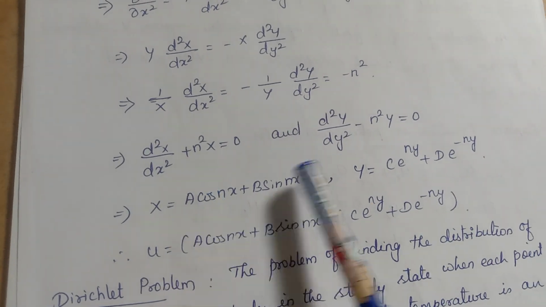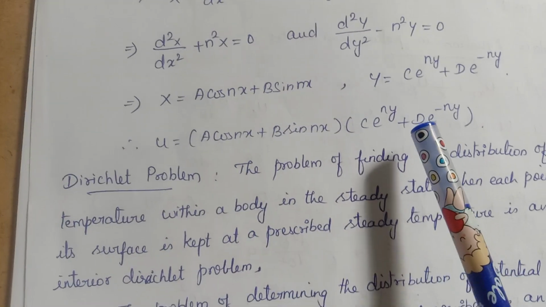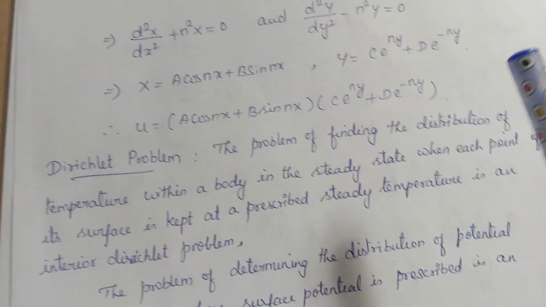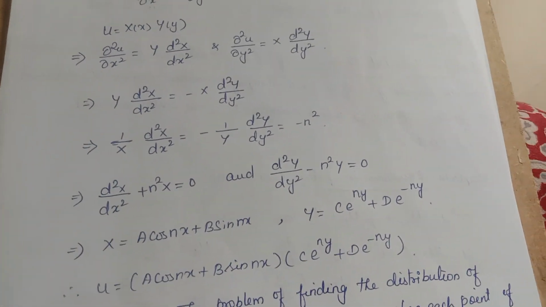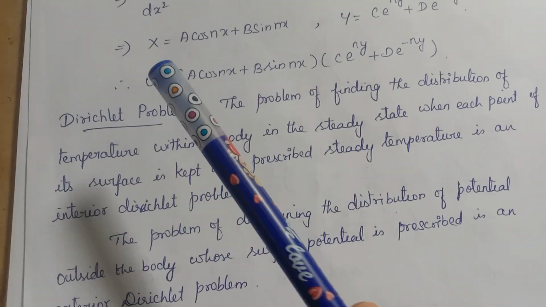Therefore, u is given by the product of these two, X into Y. Okay, so this is the solution. Next one, we are going to find the solution for this Laplace equation in polar coordinates also, that we will see later. Now let me come to the Dirichlet problem.